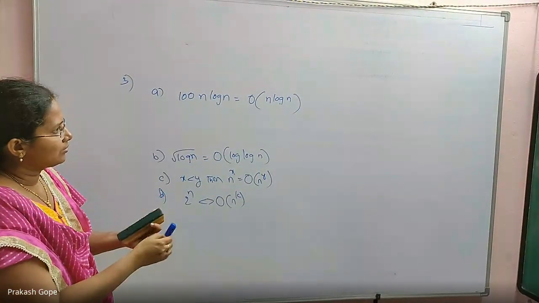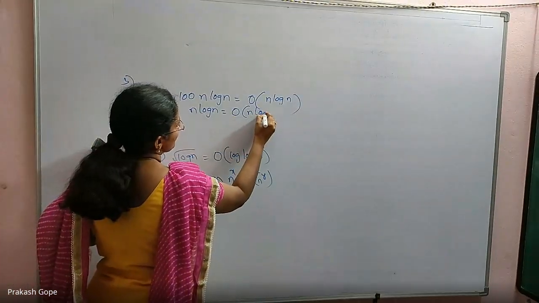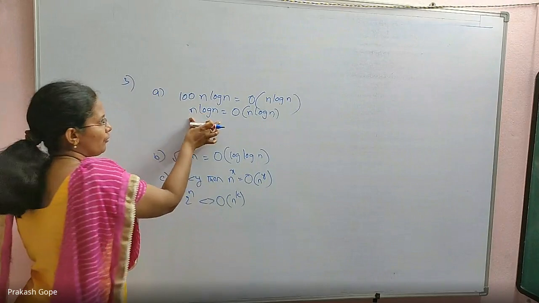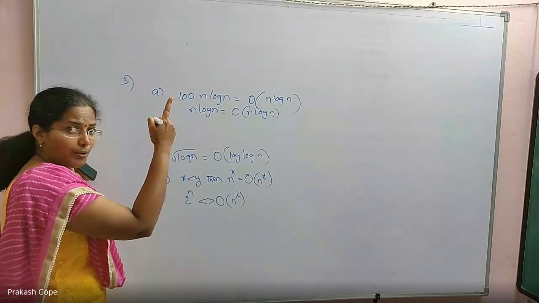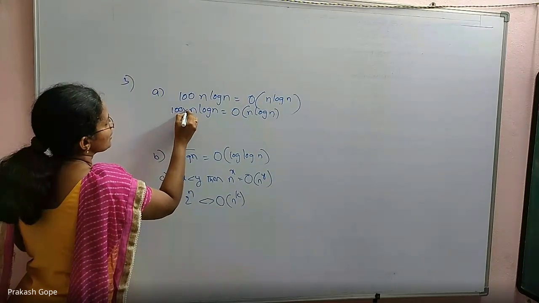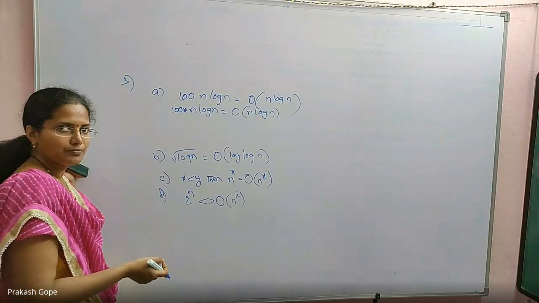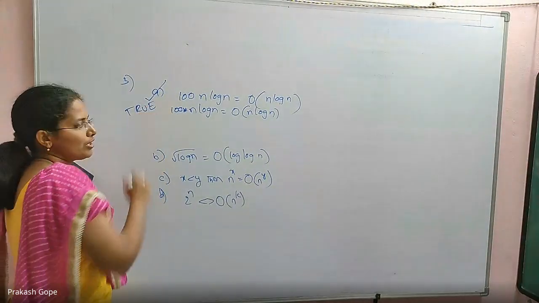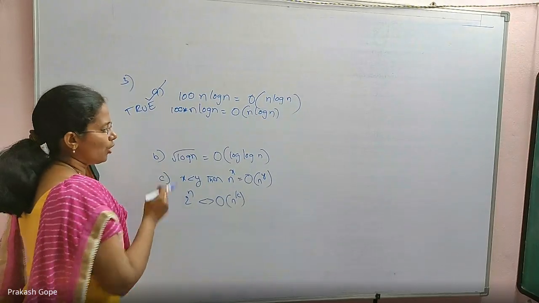We know that n log n is equal to big O of n log n. Yes or no? Reflexive property says f of n is equal to big O of f of n. That is reflexive property. And general property: when f of n is equal to big O of g of n, even if you multiply with a constant on the left hand side, still the relation is fine. This is what we discussed in general property. So this is a true statement. But we are looking for a false statement. Then let me see option C.